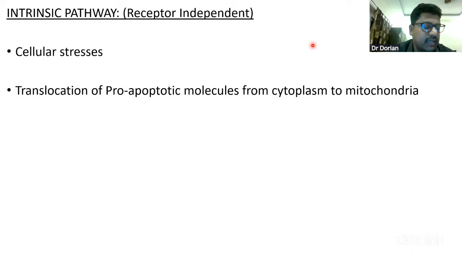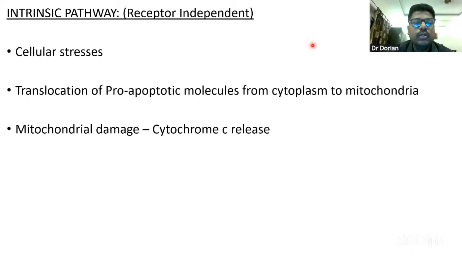So where does the change occur in Peutz-Jeghers syndrome? Translocation of pro-apoptotic molecules from cytoplasm to mitochondria, so the damage is in the mitochondria. Yes, very good. Muscularis mucosa in Peutz-Jeghers syndrome. Okay, very good.